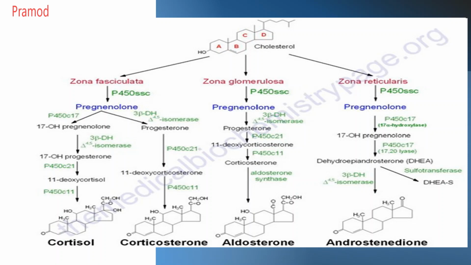Next is your corticosterone. Cortisol has an OH at the 11th position. Corticosterone contains a methyl group and OH. Progesterone is synthesized from deoxy and then converted into corticosterone. These are your examples of corticosteroids.